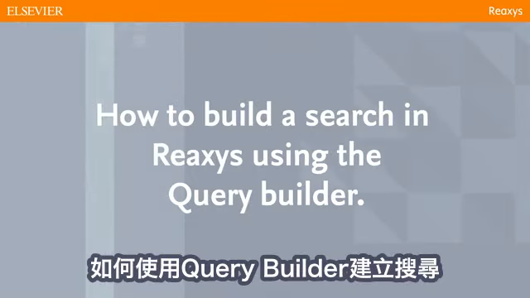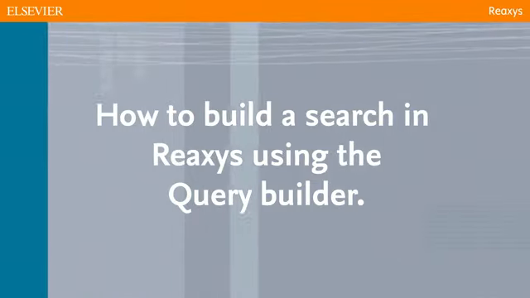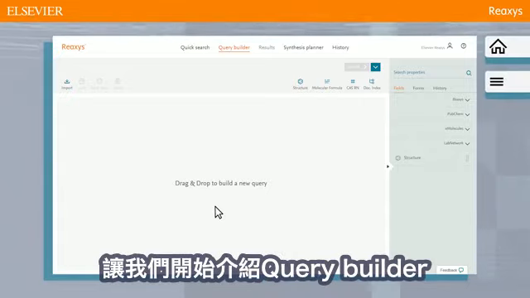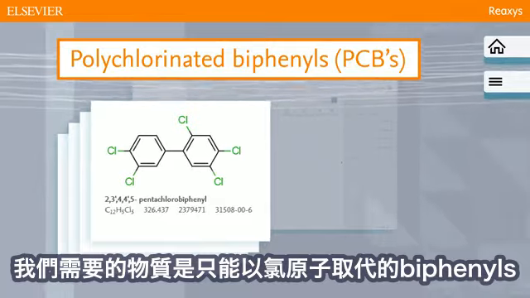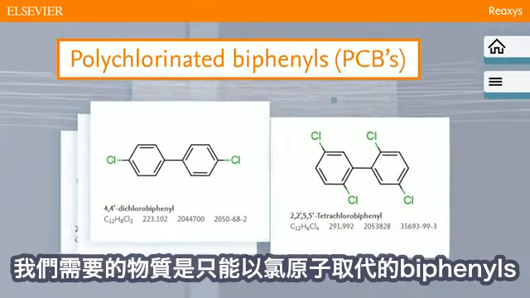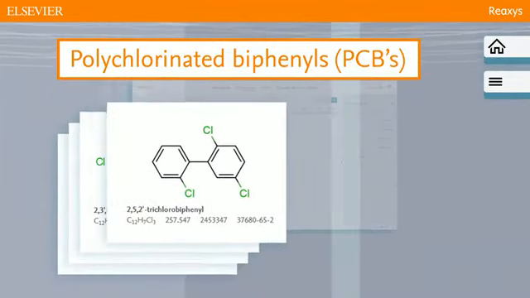How to build a search in Reaxys using the Query Builder. Let's start the introduction to the Query Builder. We require the substances to be biphenyls, substituted only with chlorine atoms.